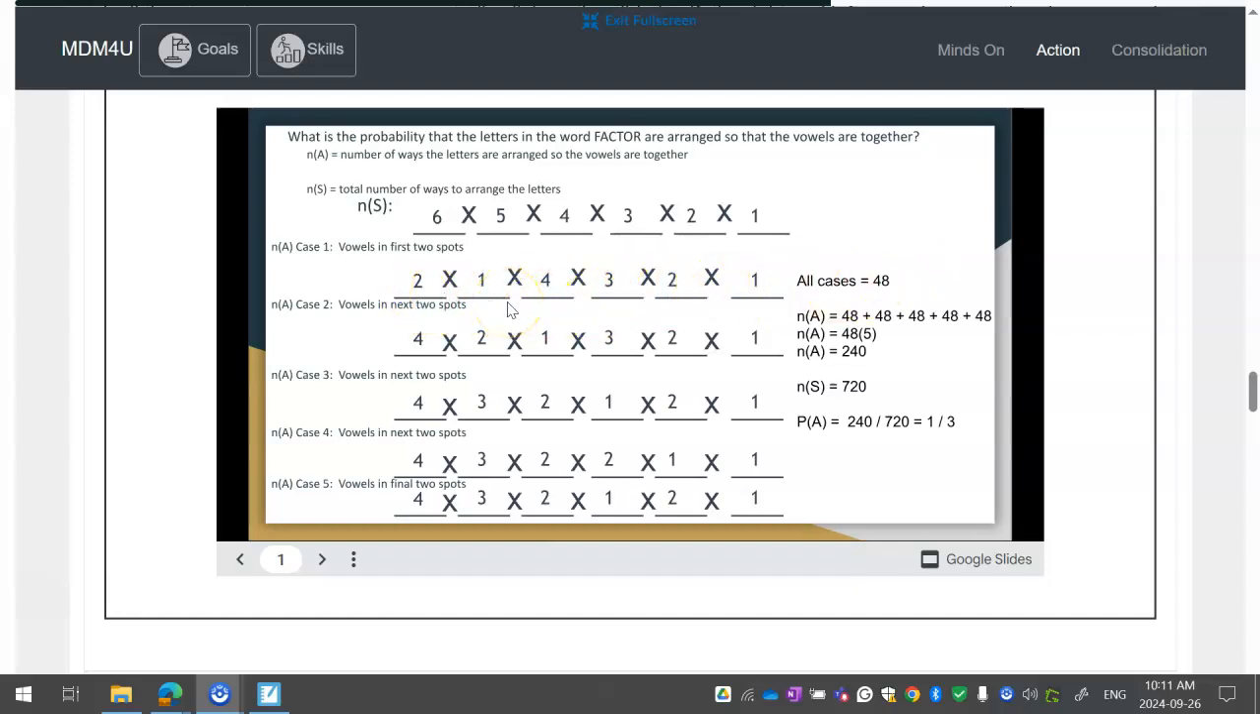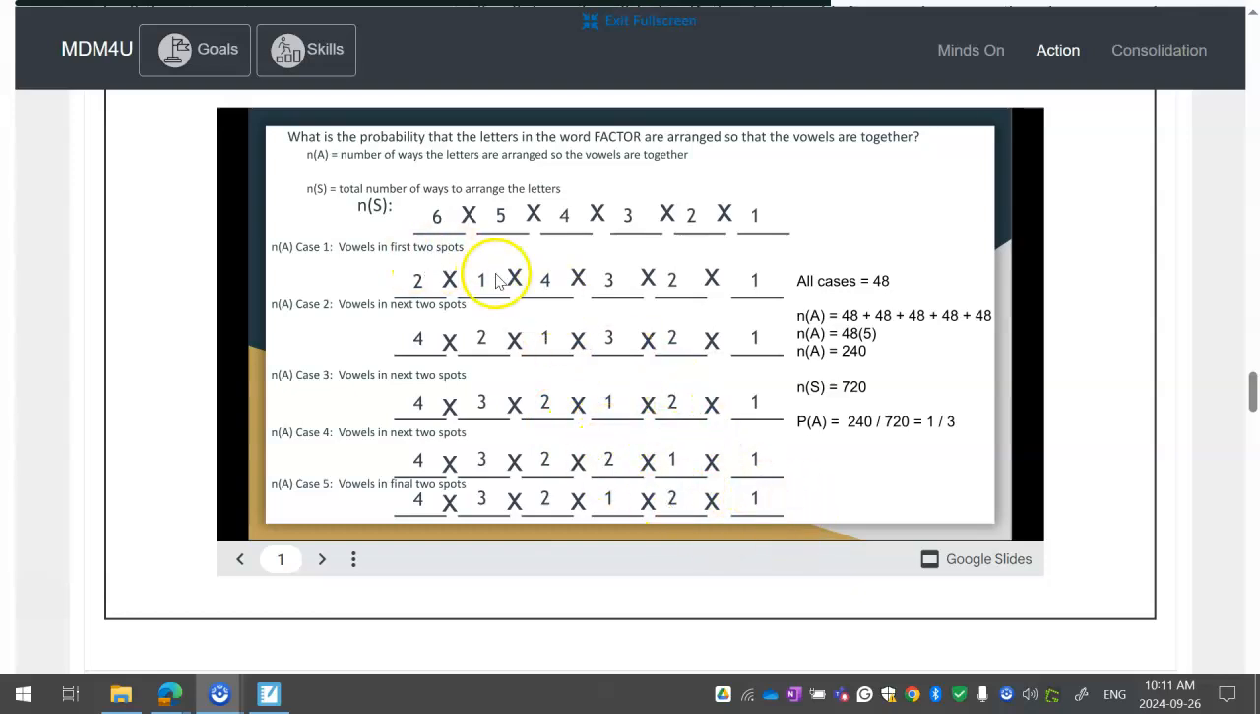And then what you do is you go through the different cases. A and O can be in the first 2 spots. A and O could also be in the second and third spot. Okay, so you can look at that situation too, and then you figure this out. This is also 48. A and O could be in the third and fourth spot. A and O could also be in the fourth and fifth spot, and they can also be in this spot here.